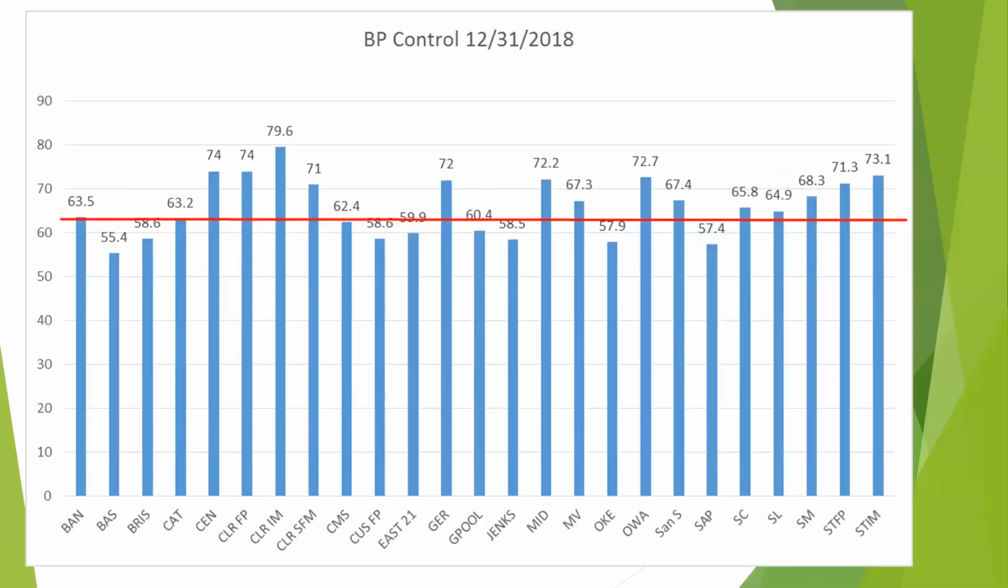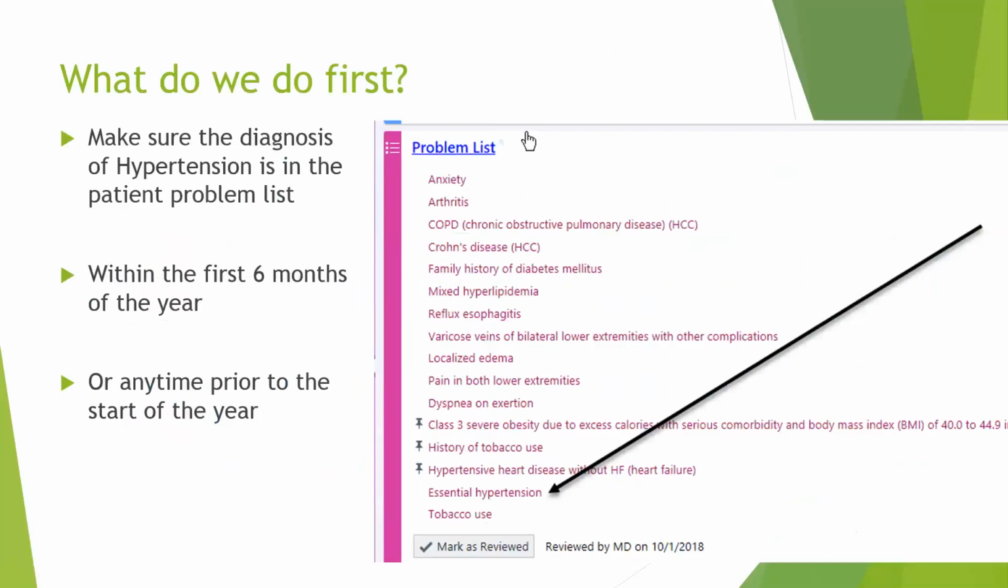So here's just a listing of our blood pressure metrics by clinic as of 12/31/18. We have done some updates. We have seen some adjustments made in those patients who were seen during that time period. We're going to talk about some of those updates that we did along the way. But you can see we have a number of clinics that are over that target area, as well as some that are near it.